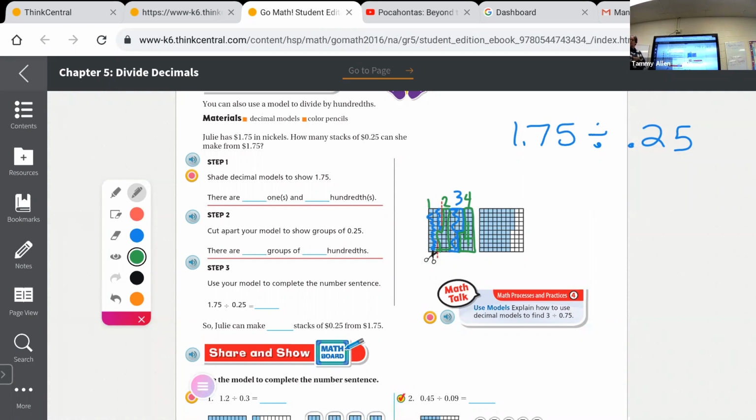I so far have 4 groups of 2,500s, right? But I still have some more left to go, right? So my next one, I keep going. I'm looking for groups of 2,500. There's my 5th group of 2,500. There's my 6th group of 2,500. And there is my 7th group of 2,500s. So $1.75 or 1 in 7,500s divided by that 25 cents or 2,500s equals 7. Okay? Does that make sense? So we can show it in a picture.